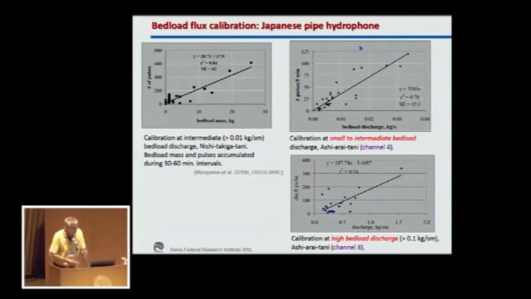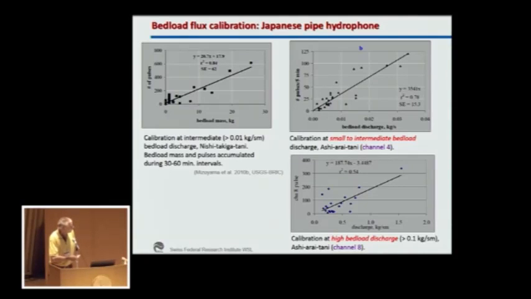Now, I'm moving on to the Japanese pipe hydrophone system. And you see here calibration efforts have also been made in a similar way. Particularly, there's been quite a number of flume investigations, but here I only show field calibration data. Basically, the conclusion here is that you can also calibrate this system.